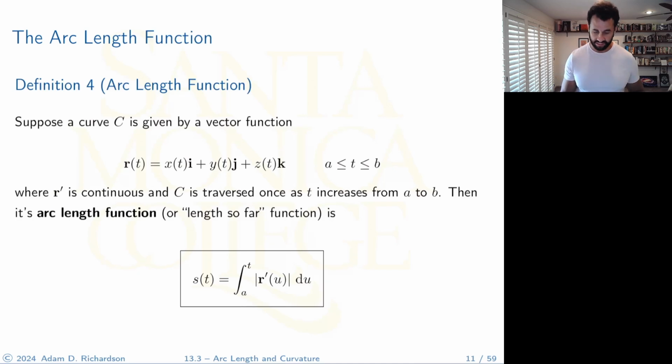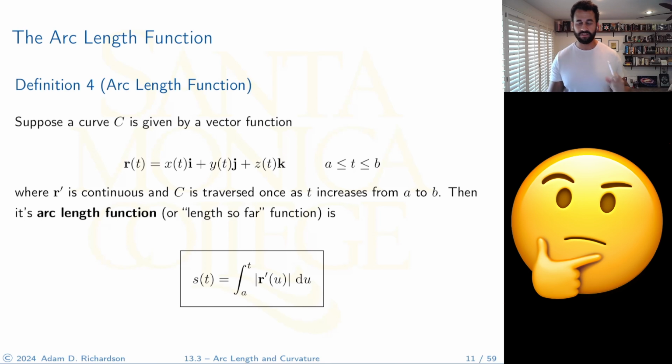So suppose that a curve C is given by a vector function. We're just going to do R3 for now, or V3 maybe I'll say, x(t), y(t), z(t), where r prime is continuous and C is traversed once as t increases from a to b. Then the arc length function, or as I like to call it, the length so far function, is given by this formula here. Now I want you to just stare at this for a minute. Look at that formula, make sense of all the pieces, and then I'll talk about it again in a second.